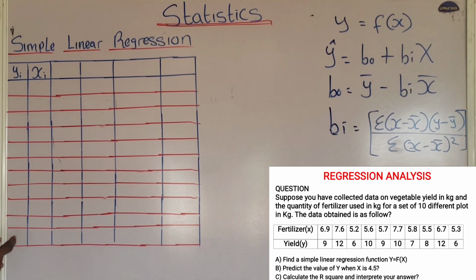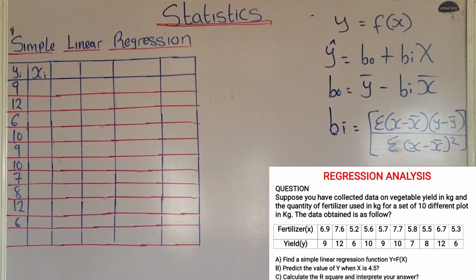This is the table that I prepared. You see, on this table, I have y. The y values are the values of y that were given in the question. You understand? Listen. The y that you see here are those values of y that were given in the question. The first value given is 9, so I'm going to have 9 here. Then I'm going to have 6, 10, 9, 10, 7, 8, 12, and 6. You understand? So I've already put the values of y.